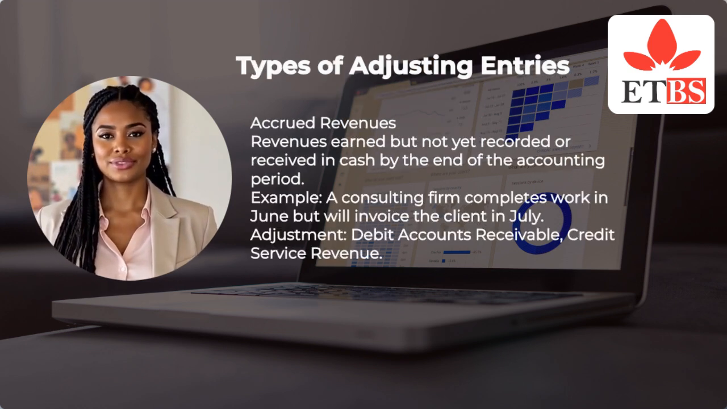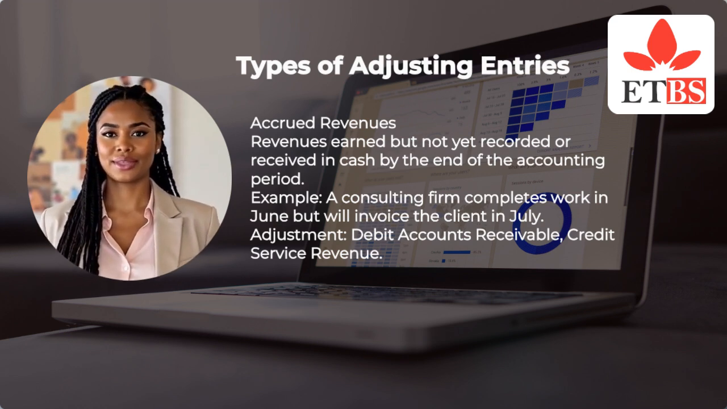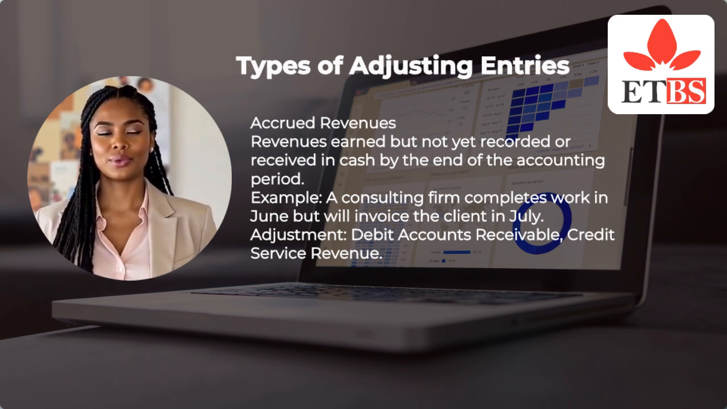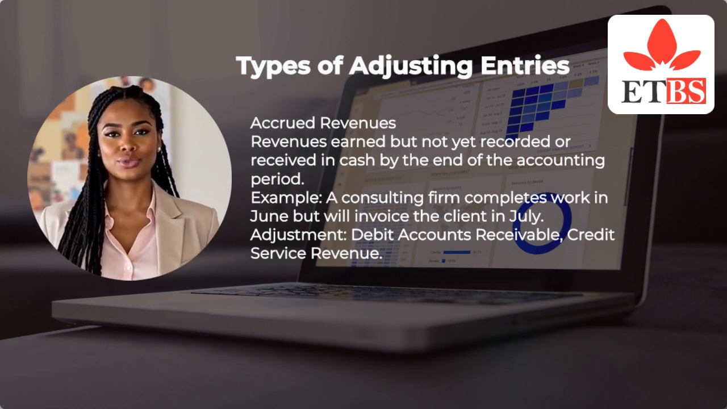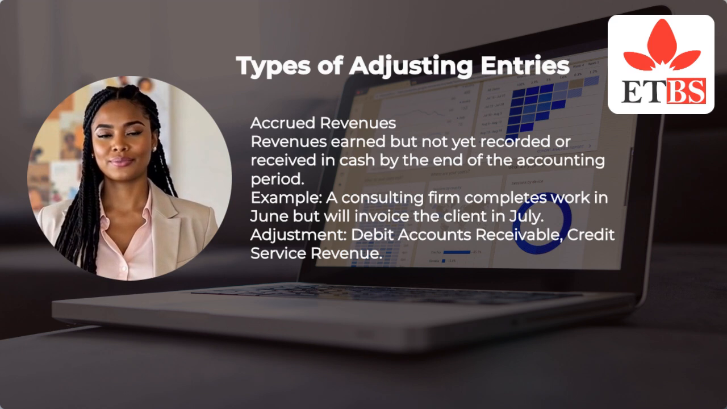Types of adjusting entries. 1. Accrued revenues. Revenues earned but not yet recorded or received in cash by the end of the accounting period. Example, a consulting firm completes work in June, but will invoice the client in July. Adjustment: debit accounts receivable, credit service revenue.